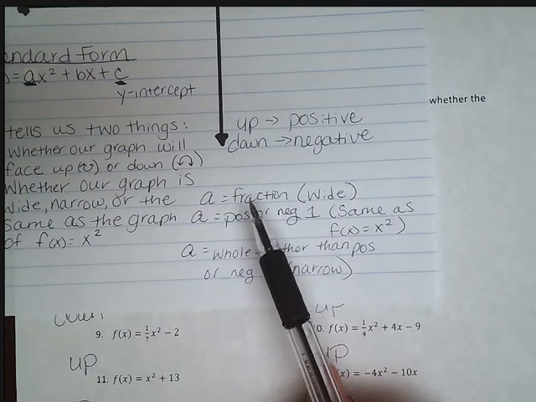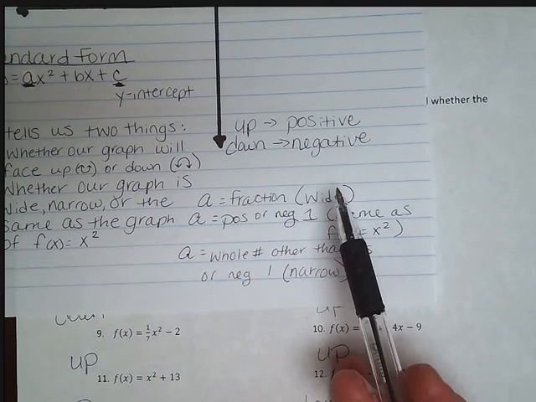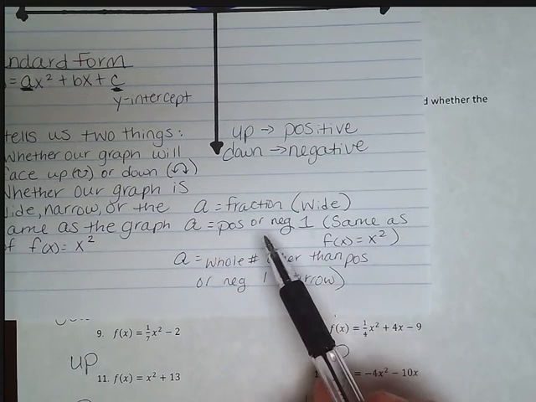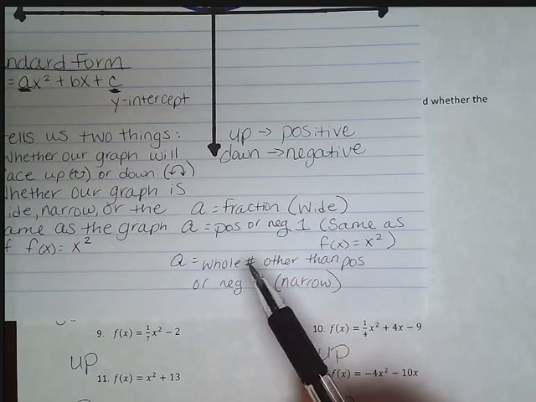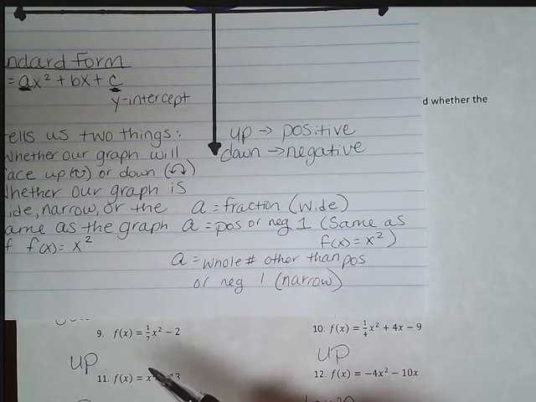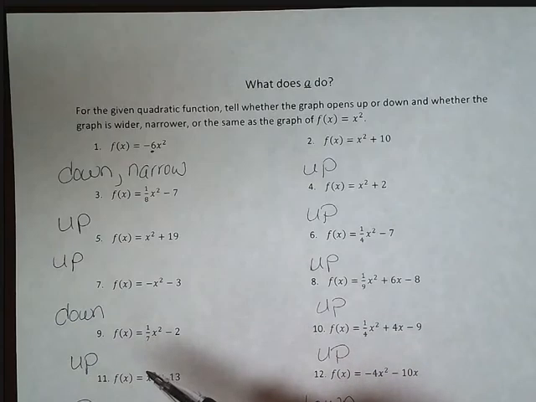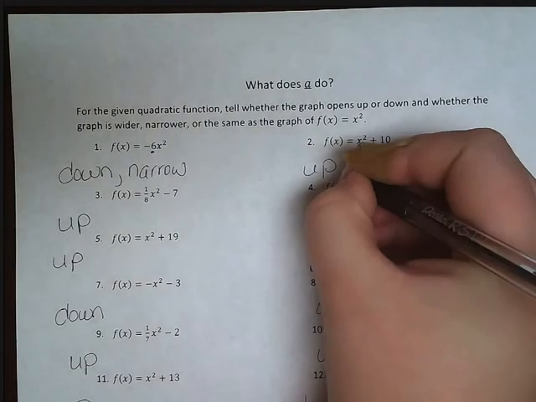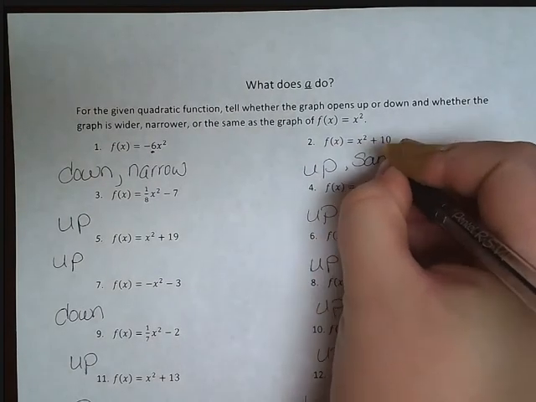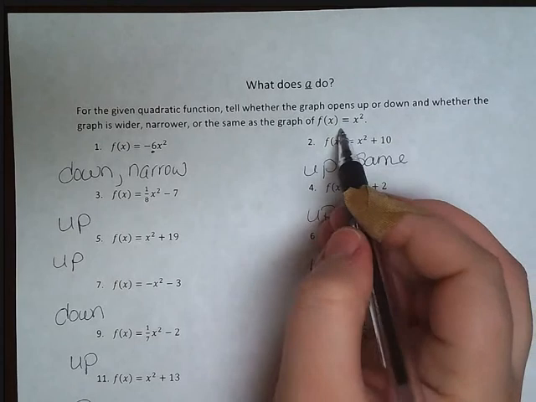Okay, so I'll project this very quickly just so you can see. If we're looking at a fraction, we're going to say wide. If it's a positive or a negative 1, we're going to say same. And if it's a whole number other than 1, we're going to say narrow. So looking at number 2, it's a 1, so we're going to say it's the same as f of x equals x squared.